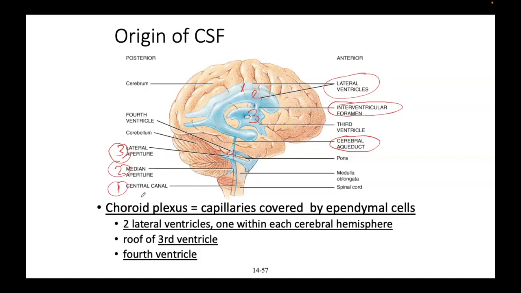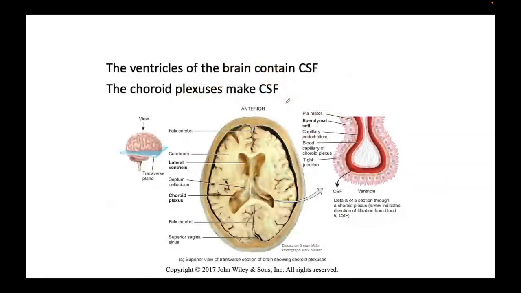I'll show you where the choroid plexus is. The choroid plexus is just an area that's concentrated with capillaries that are covered by the ependymal cells. What are the ependymal cells? That's what actually produces the CSF. So there's a choroid plexus in each and every ventricle.